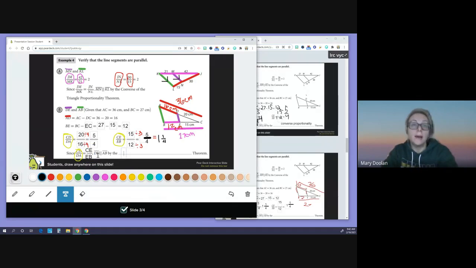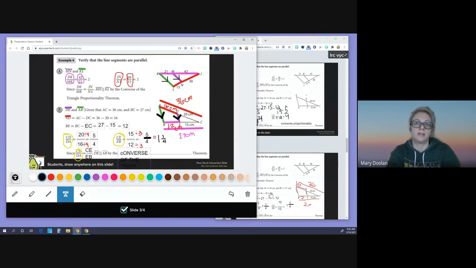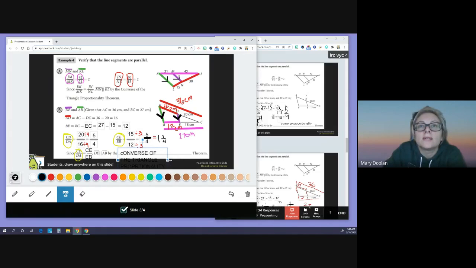And then that means segment DE is parallel to segment AB by what? How do we know these two? Why is it that we could say they're parallel now? It's called the converse of the triangle proportionality theorem. And of course, it's like lots of letters.